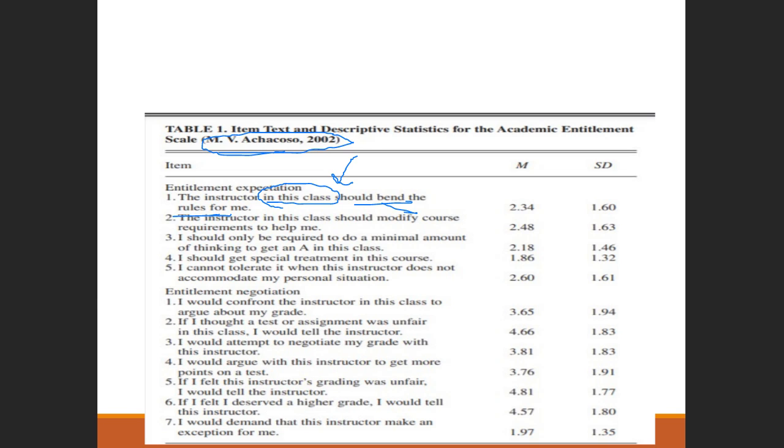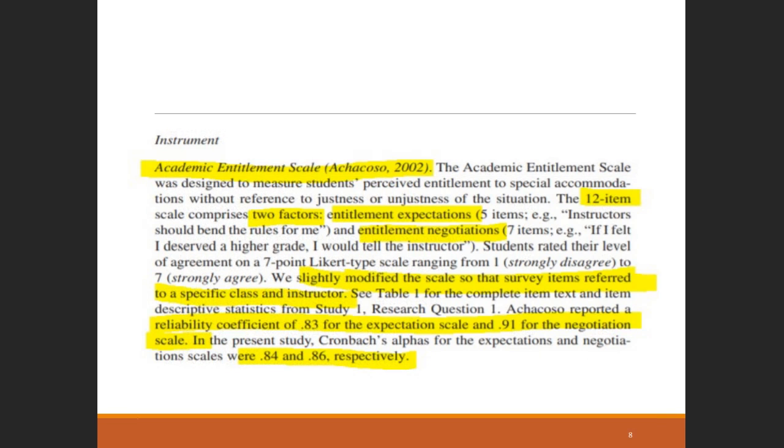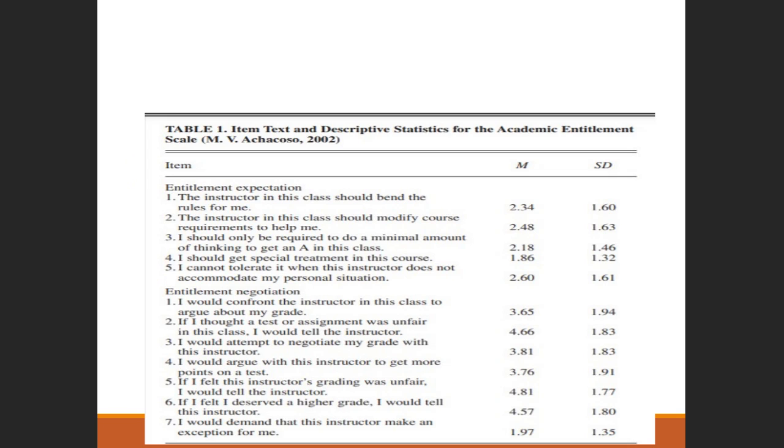So they have modified it to reflect that the survey items refer to a specific class or a specific instructor, which is mentioned categorically in their research paper. So you need to make these modifications so that the research scale, the questions, clearly reflect your research problem that is under investigation.